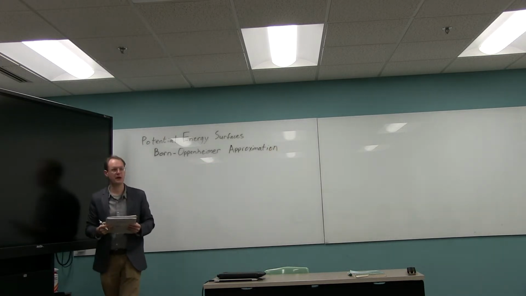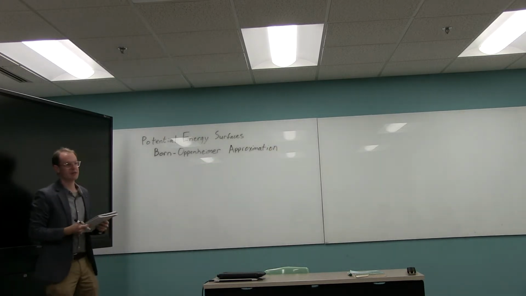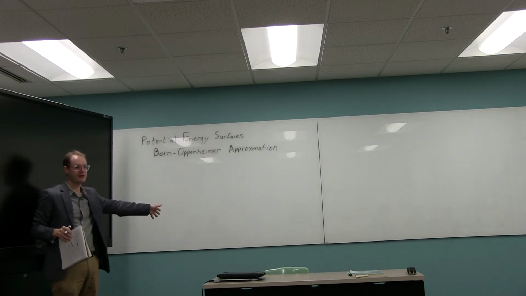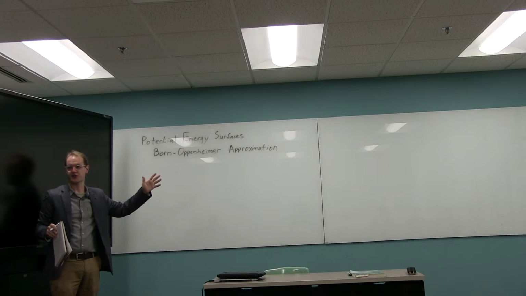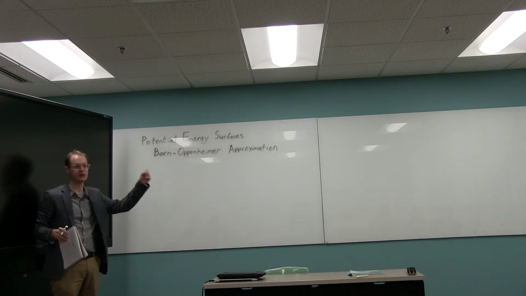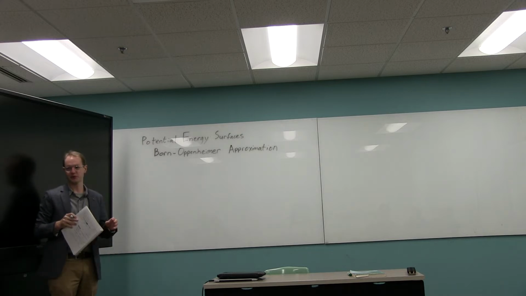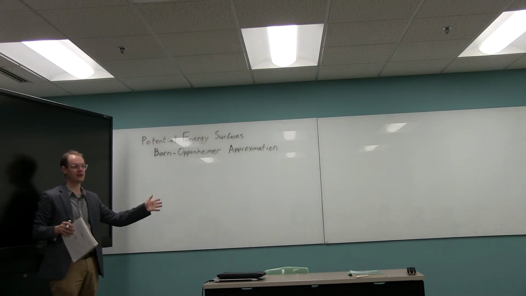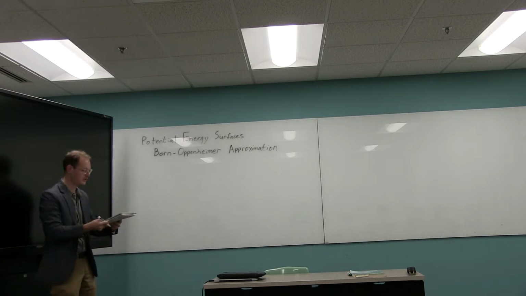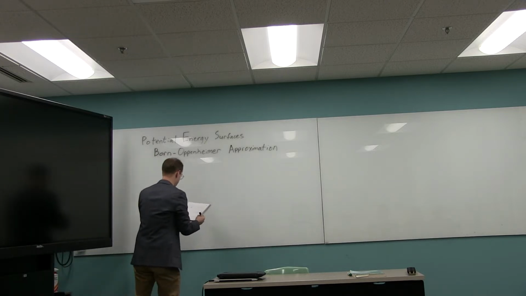But basically, the Born-Oppenheimer approximation says that the mass of nuclei is at least 1,000 times heavier than the mass of an electron, and so the electrons are moving much, much faster than the nuclei, so that when you solve the Schrödinger equation for the electronic wave function, you can ignore the motion of the nuclei. That's essentially what the Born-Oppenheimer approximation is saying.